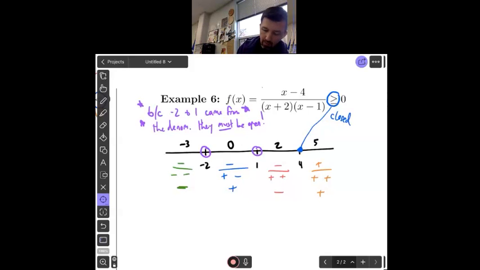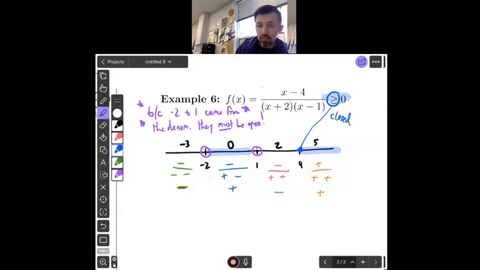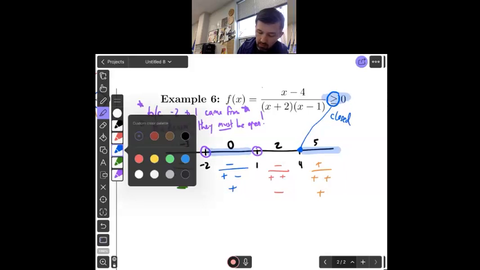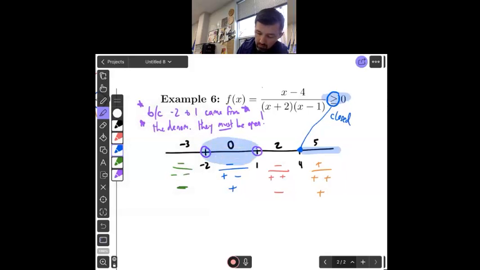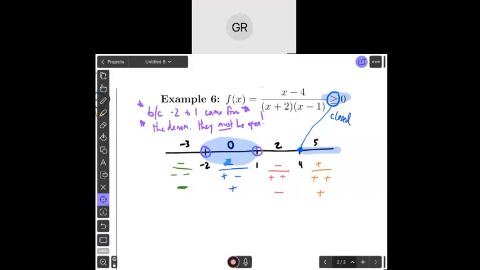Okay. And then now we want to look at what this says. It says we want greater than 0, which means we want our positive intervals. So Grant, how would we write this interval here? I would put parenthesis -2, comma 1. Good job.